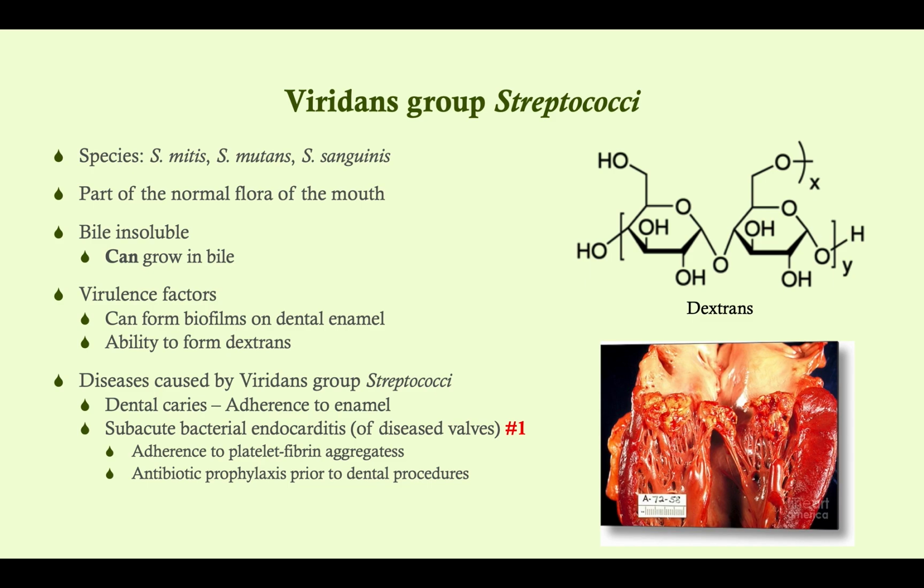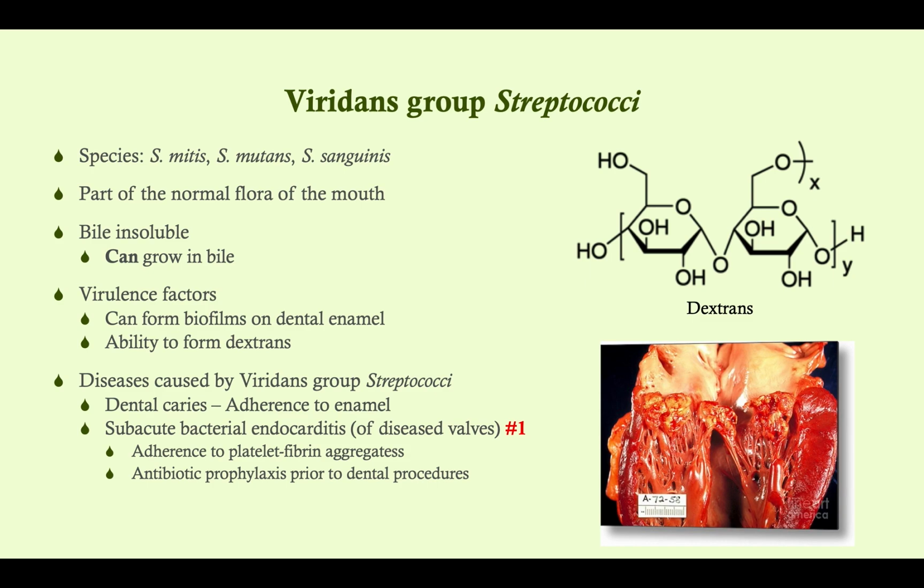The other thing that's more likely to come up in the USMLE is subacute bacterial endocarditis, and this only occurs with diseased valves, and Viridans group strep is the number one cause of subacute bacterial endocarditis. What happens here typically is that a patient has a diseased valve, they go into the dentist, they have dental work done, there's a little bit of bleeding that happens, and then the normal Viridans strep from the mouth gets into the blood, causes a transient bacteremia, and for most people that would be fine.